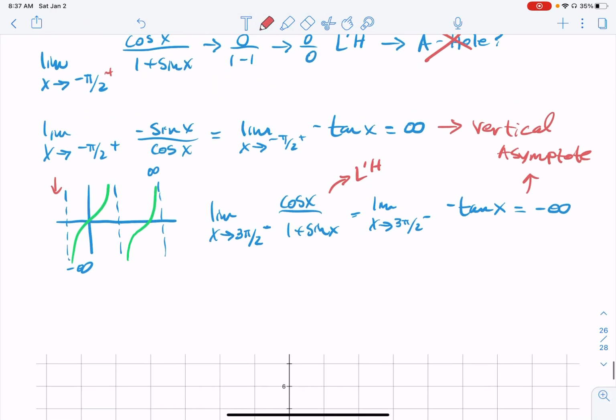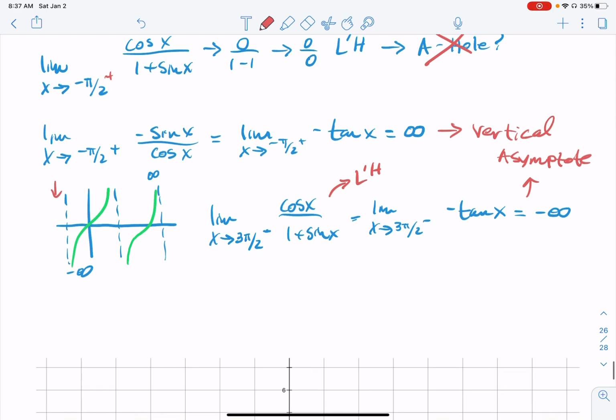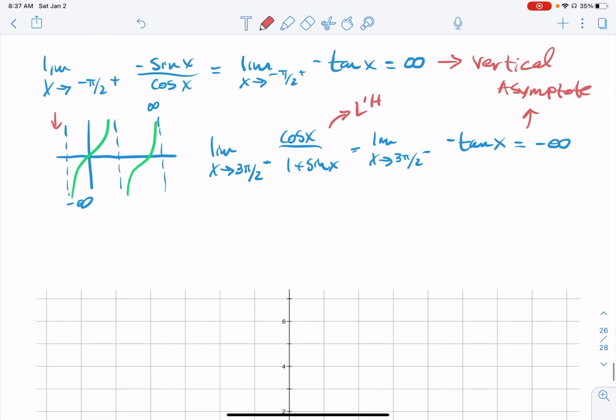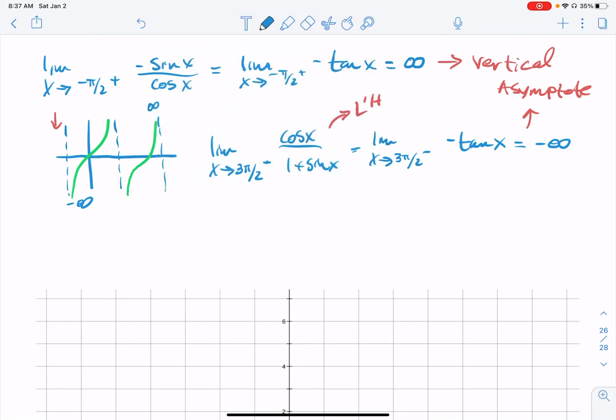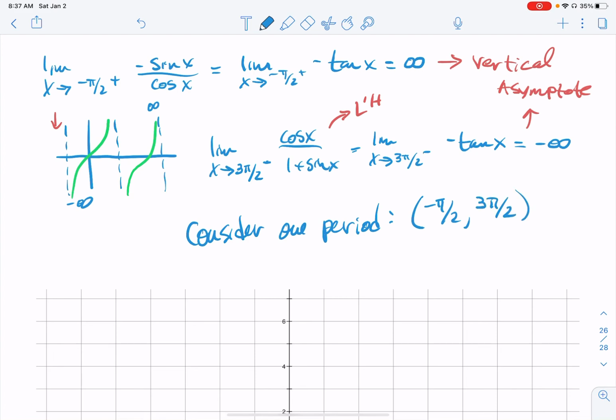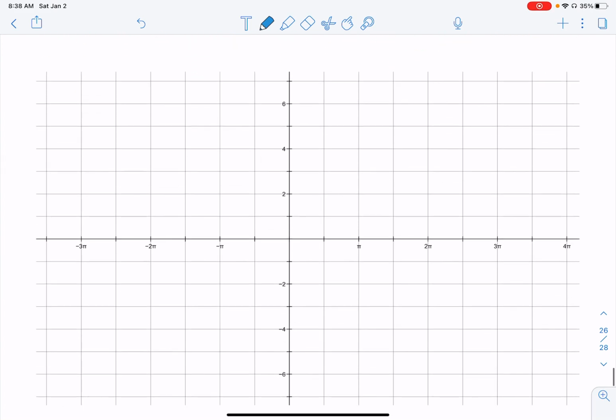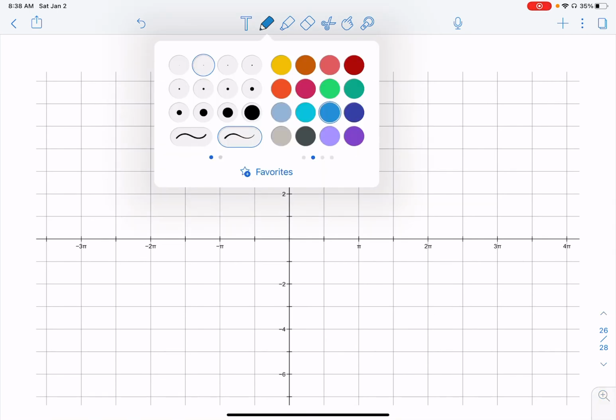Since this thing is periodic, it's going to happen over and over again. What this also means is that instead of doing the whole entire domain, you only consider one period, and the other stuff is just going to be duplicated from that. So we're just going to go from negative pi over 2 to 3 pi over 2. And then maybe even make a mathematical stamp, like an ink stamp, and just stamp the rest of it. That's how we're going to do it.